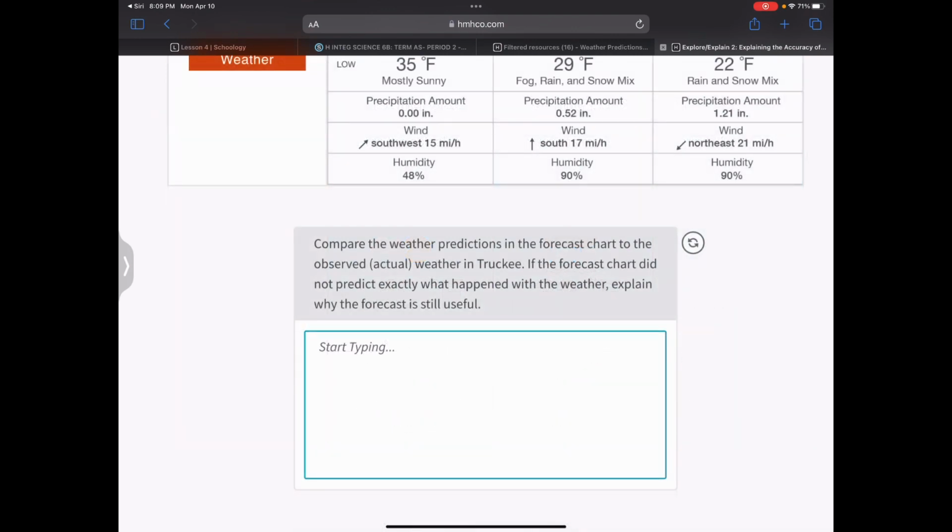For this question, you're going to compare the weather predictions in the forecast chart to the observed or actual weather in Truckee. If the forecast chart did not predict exactly what happened with the weather, explain why the forecast is still useful. Pause the video and try the question out. Compare the weather predictions in the forecast chart to the observed or actual weather.